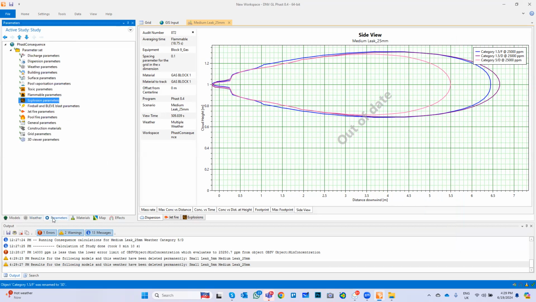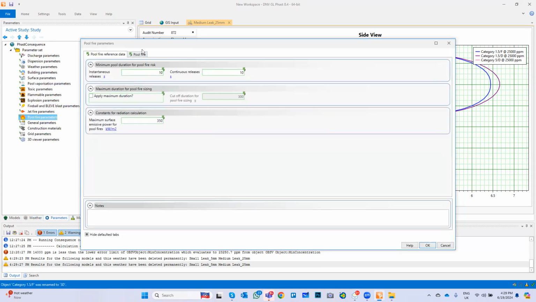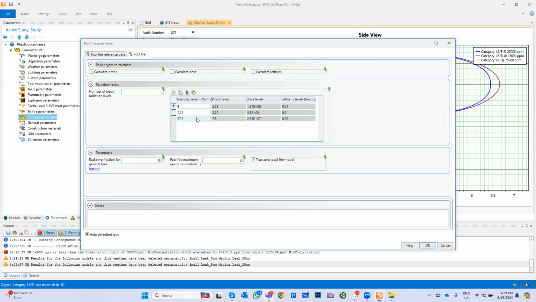Going to the parameters, it is very, very important. Starting from the pool fire, we have various levels. We call it the hazard intensity threshold. Starting from level 1, 4 kilowatts per meter square. If you need to calculate the probability of fatality, you can take this, and here 0.01 means 1% as a probability of fatality, a lethality level.